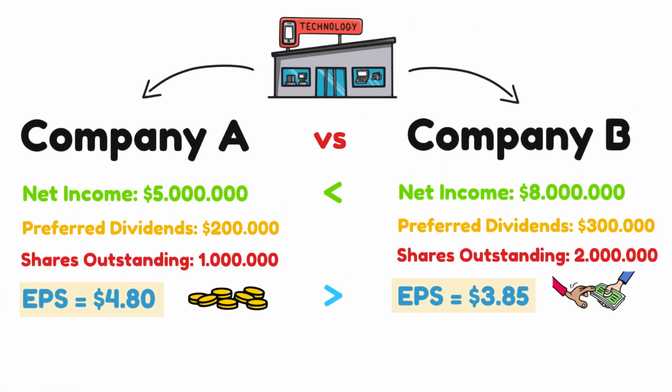While Company A may have a higher EPS, Company B has a larger overall profit, which could indicate stronger business performance in absolute terms.